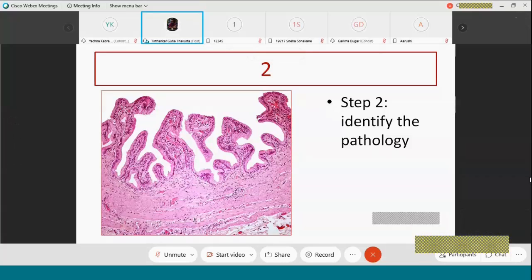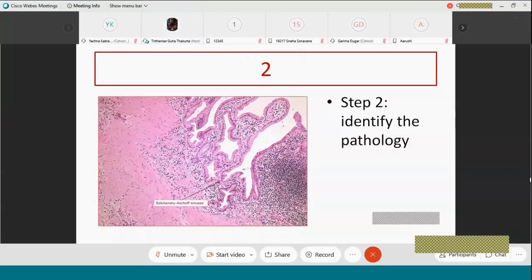This is another picture of chronic cholecystitis showing undulating mucosa, then infiltration of lymphocytes. Sometimes the mucosa invaginates inside, forming a gland-like structure. This is called Rokitansky-Aschoff sinus. This is very important because this might be mistaken for an adenocarcinoma. So it's important to know that it is sometimes present in chronic cholecystitis.